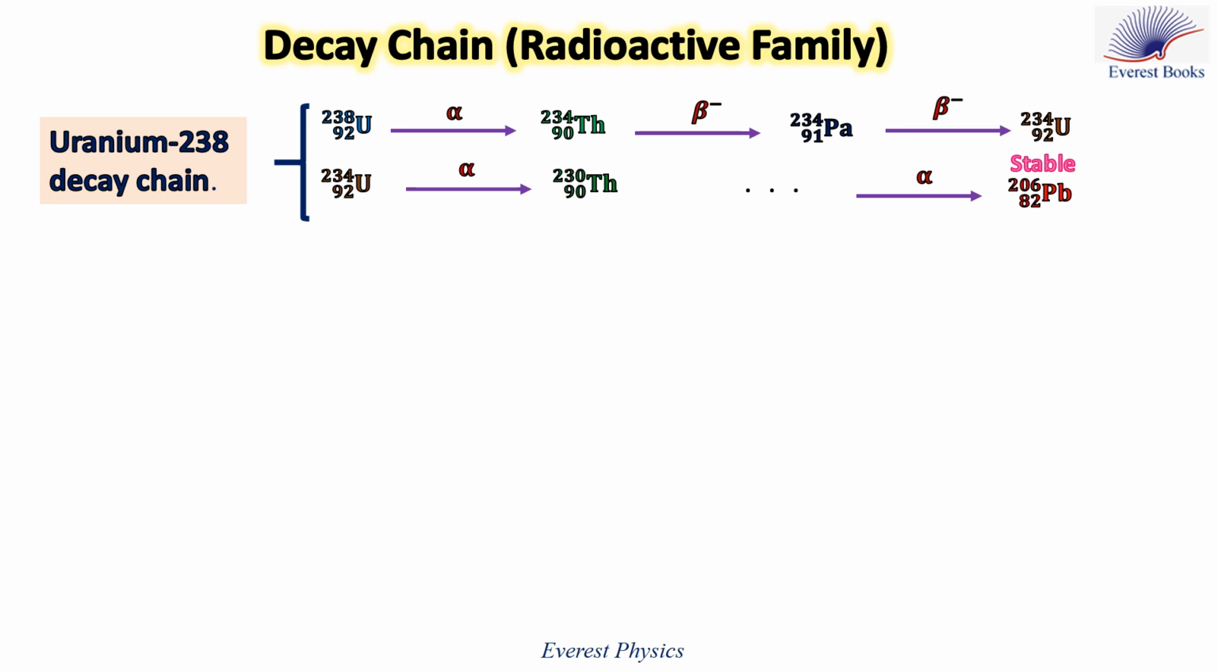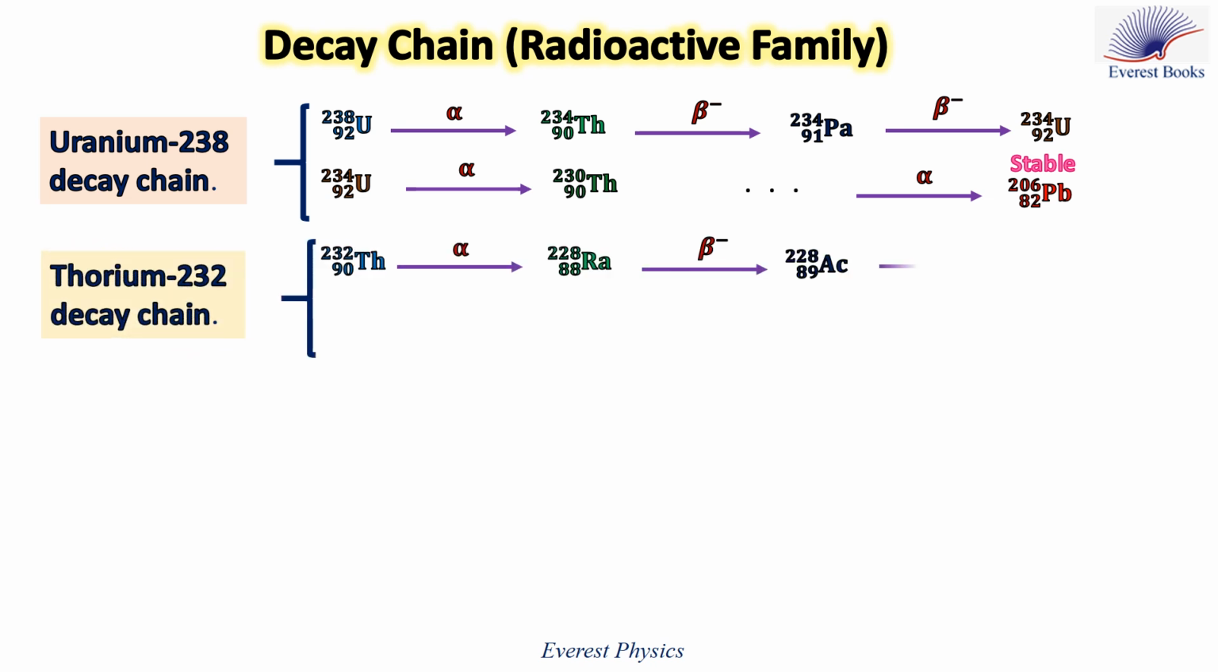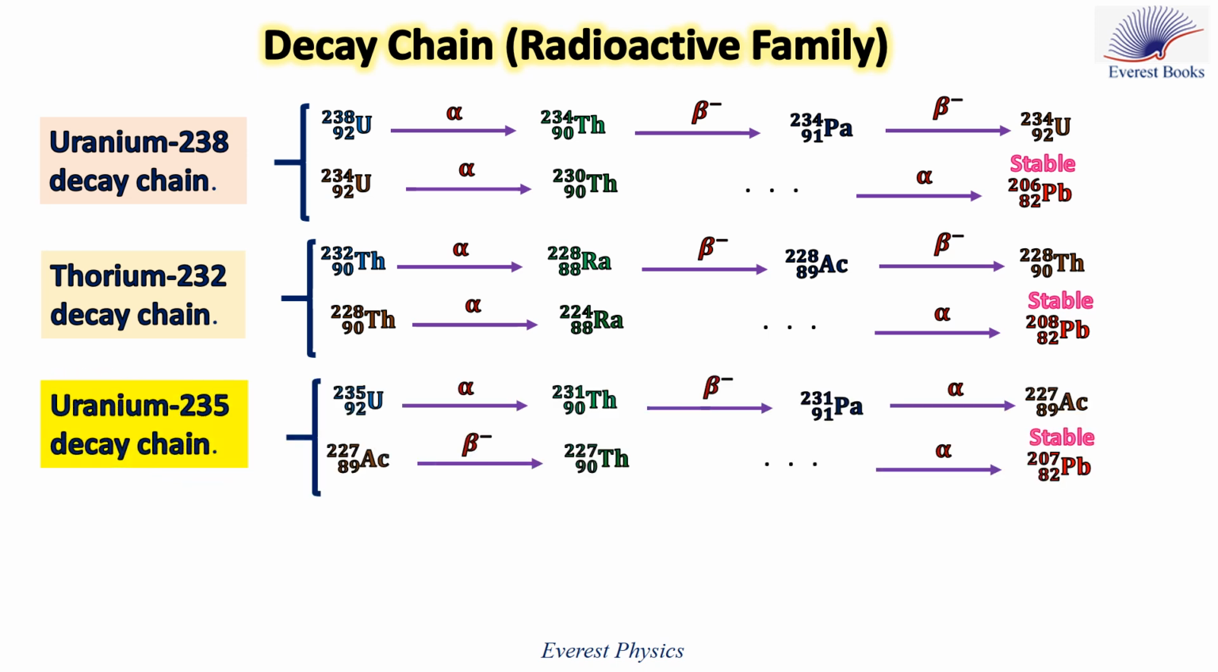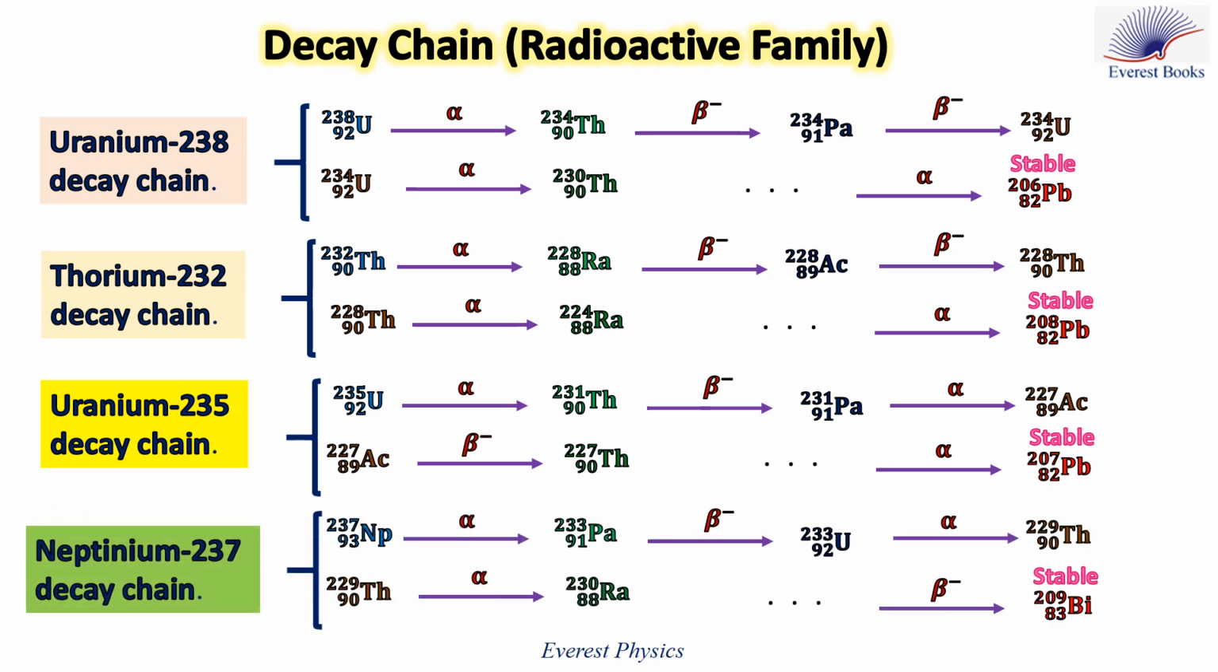So the three naturally occurring decay chains are those of uranium-238, thorium-232, and uranium-235, also known as the actinium-227 decay chain, each ending with its own specific lead isotope: lead-206, lead-208, and lead-207, respectively. The only artificial decay chain is that of neptunium-237, which is an artificially produced element, ending with bismuth-209.